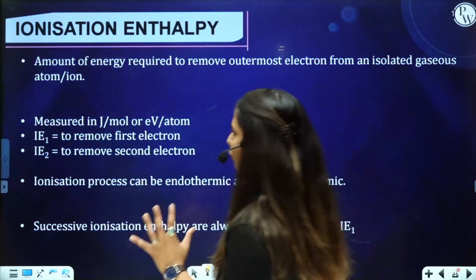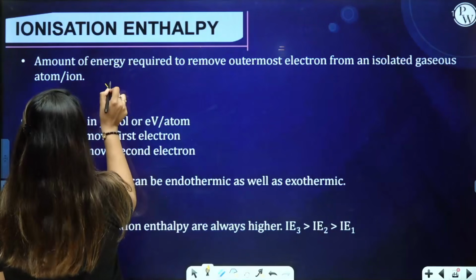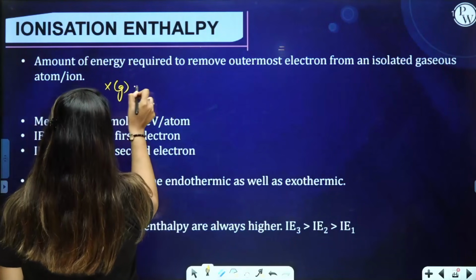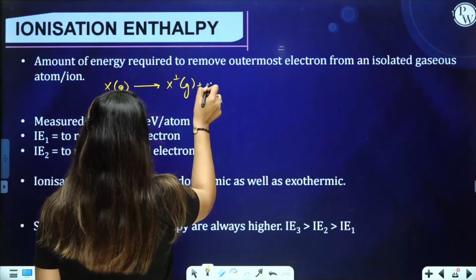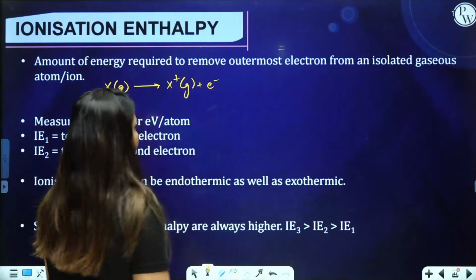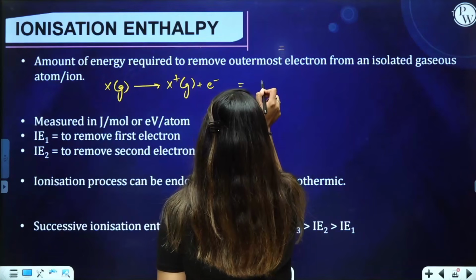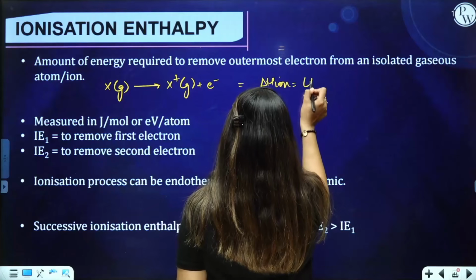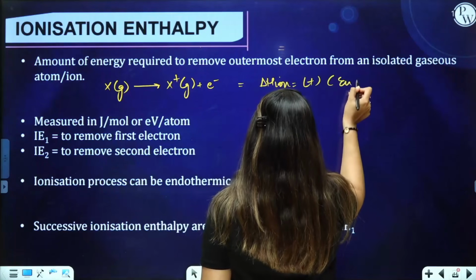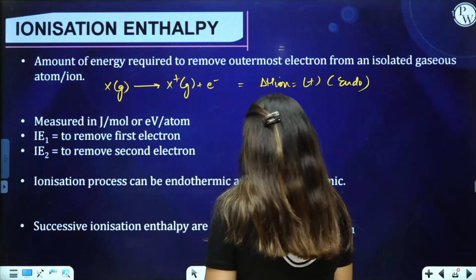Okay, whenever I talk about the ionization process, I take an element X gaseous, I supply some energy, and I will get X positive gaseous with the removal of one electron. Always I have to supply energy, so this delta H ionization will be a positive one. So I will call it an endothermic process.